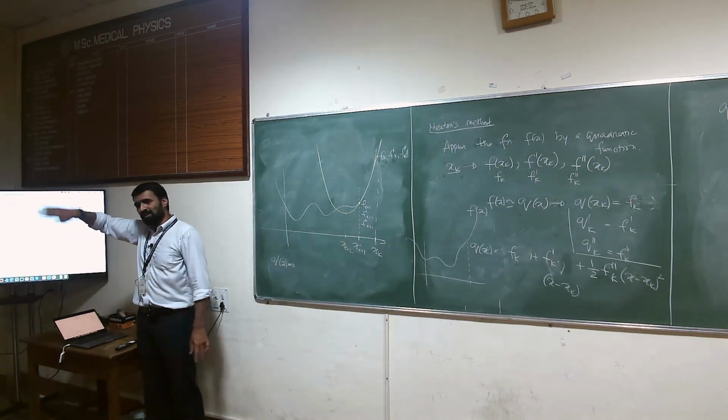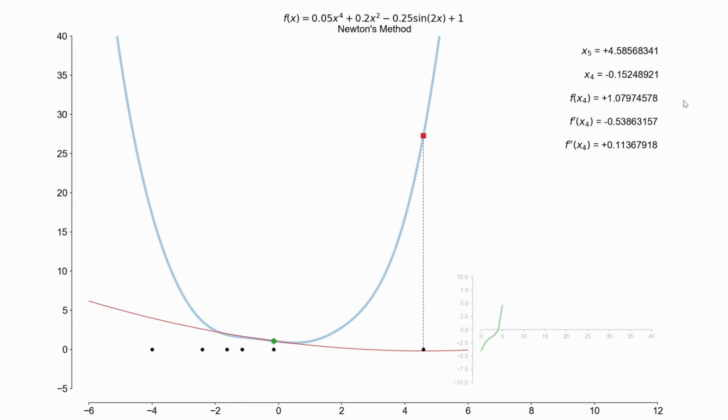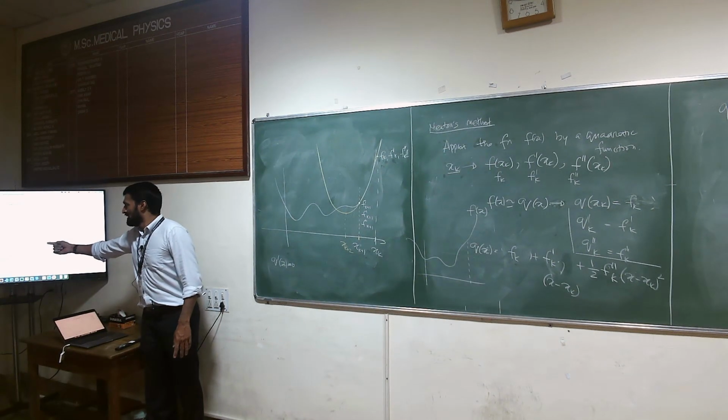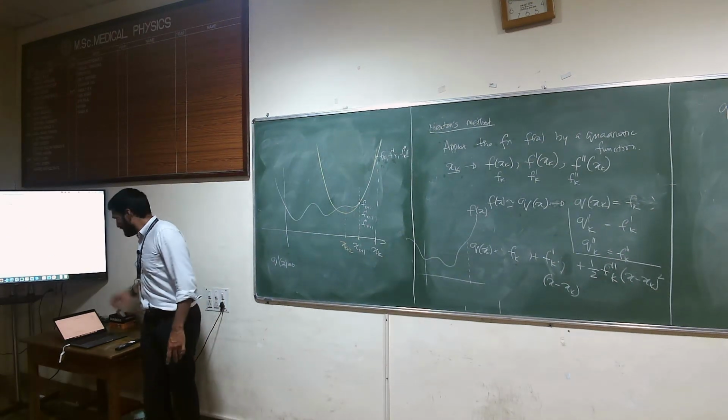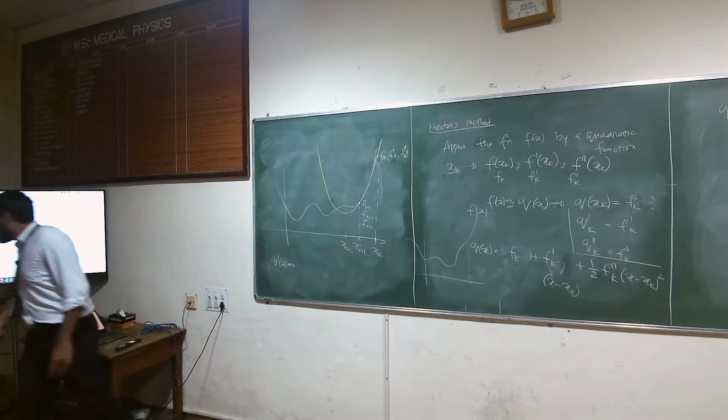All the other q of x's were functions that had a minimum. Okay, whereas this one looks like an inverted parabola. Okay, that's because your second derivative is negative now. So when the second derivative is negative, of course, what will happen is you will get pushed in the opposite direction. See, one way to think about Newton's method.